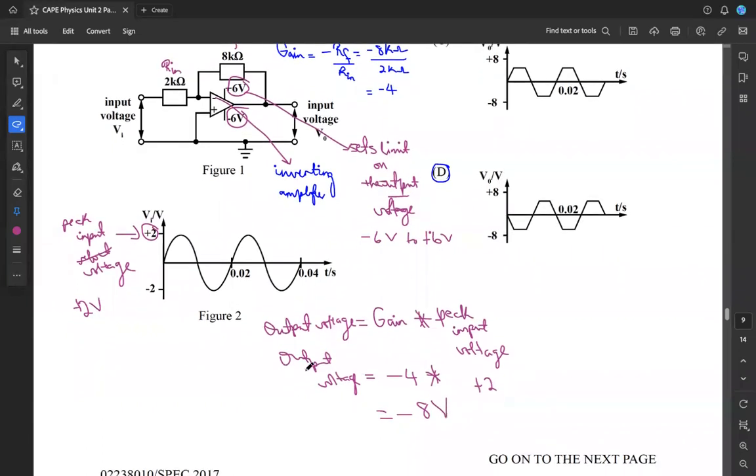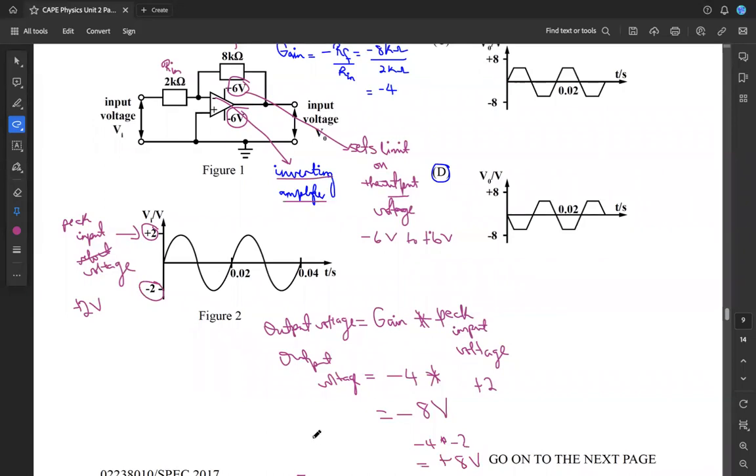And when we use -2 as the peak voltage, we end up getting -4 times -2, and that gets us +8 volts. So what you see is that because it's an inverting amplifier, when you put in a plus voltage, you end up getting a negative voltage. When you put in a negative voltage, you end up getting a positive voltage. That's what an inverting amplifier does. It inverts the signal.